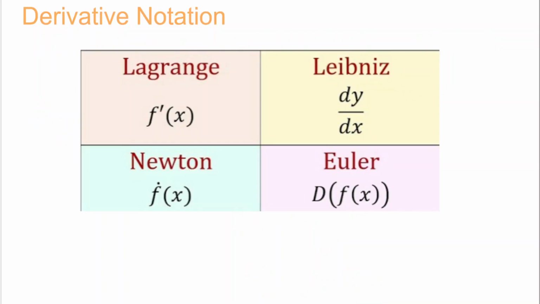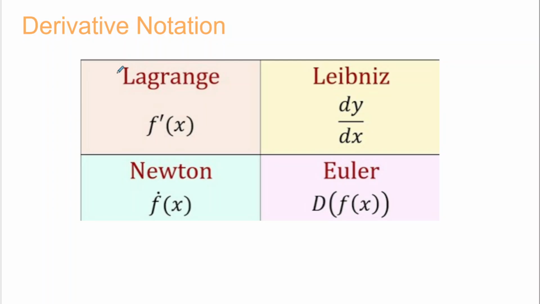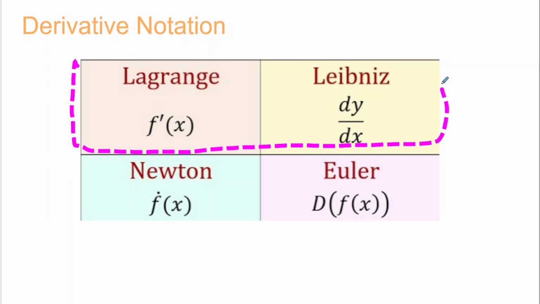In the last video, I went over the prime notation here. I mentioned it's called Lagrange's notation. We also have three other notations, but we're really going to focus on Lagrange and Leibniz's notation. These others are not really used as much unless you're doing certain physics and stuff like that. I just want to show you Newton and Euler's notation, but we're going to focus mostly on Lagrange and Leibniz's notation.